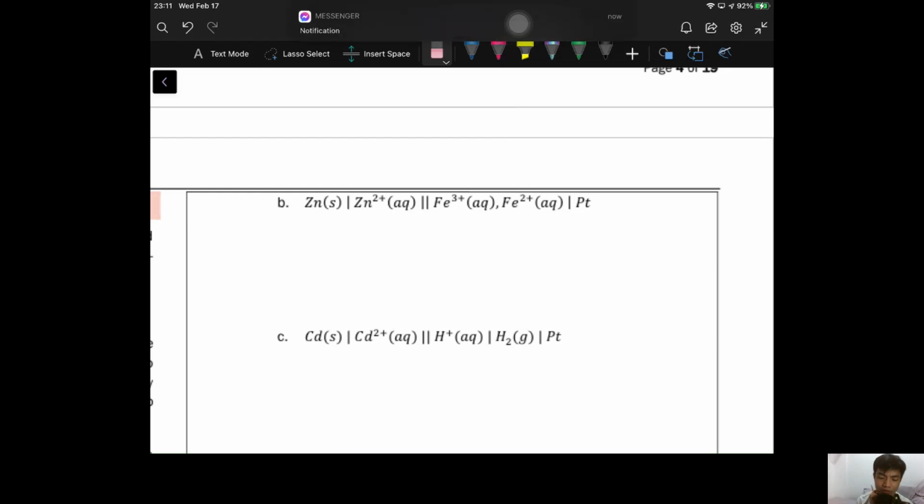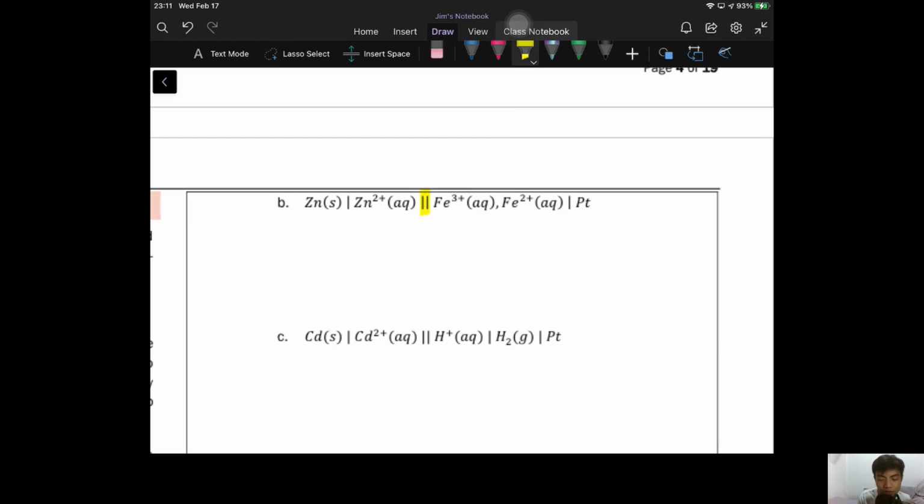Tignan nyo tong Fe3 plus pati Fe2 plus. Sa dulo nun may Pt. Ibig sabihin nun may catalyst na kailangan dito. Siyempre, ions yan. So, again, yung platinum, hindi mo yan isasama kasi catalyst lang yan. Okay? So, yan. Paano natin kukunin yung half equations dito?